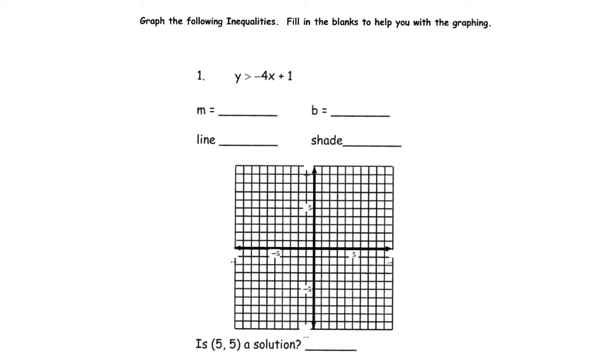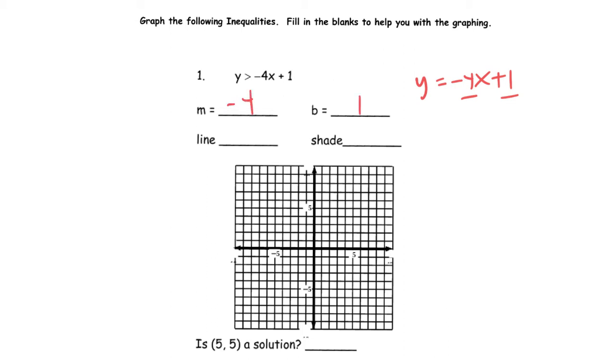So let's take a look at the first example. Y is greater than negative 4x plus 1. We may have to refer back to our notes at the top of your paper. But some of this is exactly the same as we've always done. In fact, you graph the line exactly the way you'd graph any line. So you're going to graph this just as you would y equals negative 4x plus 1. You still have your slope and your y-intercept. So the slope is negative 4, the y-intercept is 1.